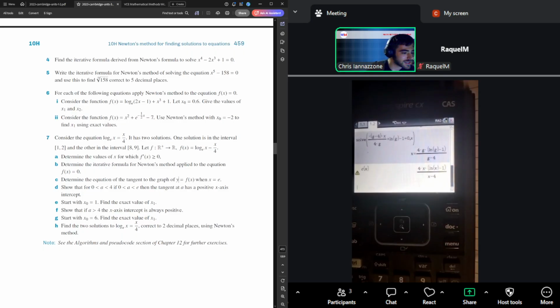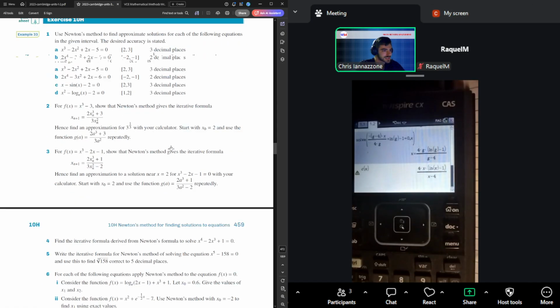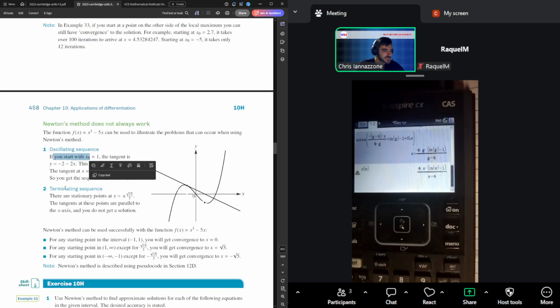Cool, that'll be about as hard as those get, by the way. I haven't seen anything quite that complicated in the actual exam. They don't really do too much with this. The only funky things that I've seen them ask in the exam is actually around whether Newton's method can exist or not. Can you actually use it? And that'll be about the oscillating and the terminating stuff. Need a recap of those? Or you're happy enough?